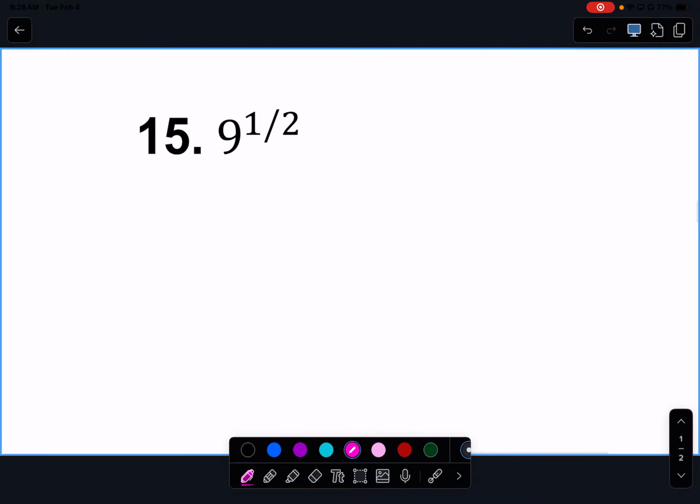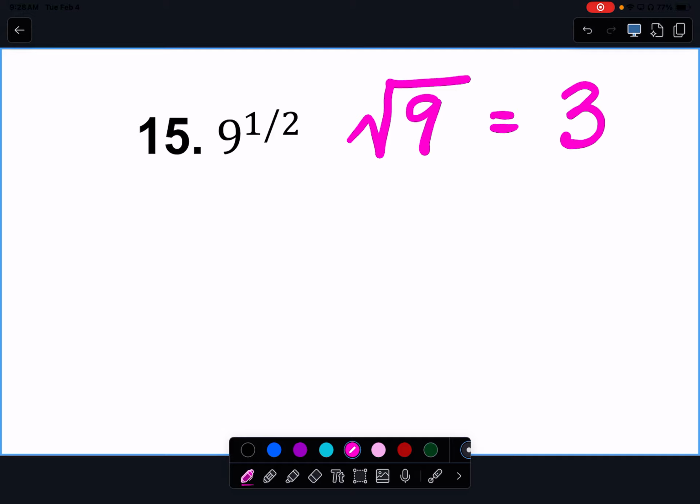All right, for number 15, I got the square root of 9 to the 1, but you don't have to put the 1 or the 2. And what is the square root of 9? 3. It is 3. Period. Y'all are doing great. So this is basically what the first half of the notes were for Thursday.